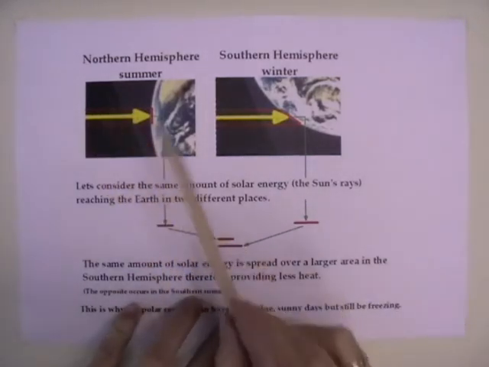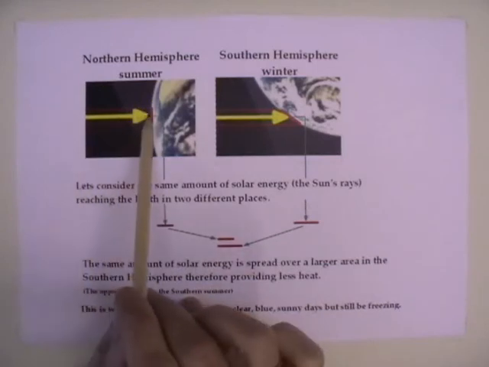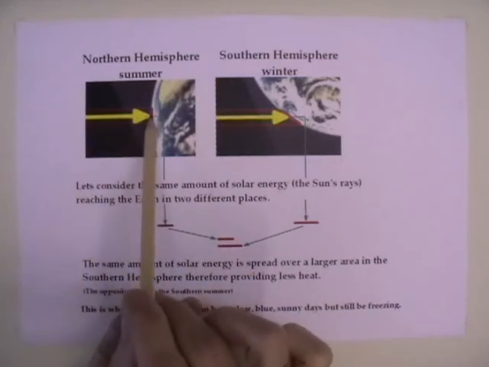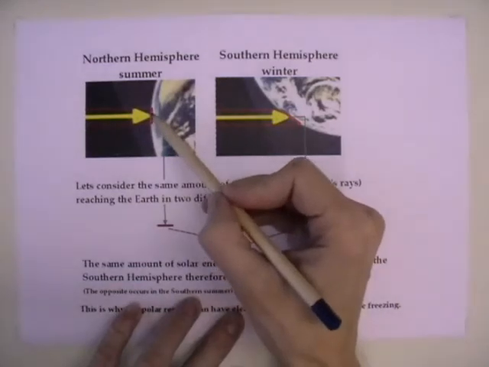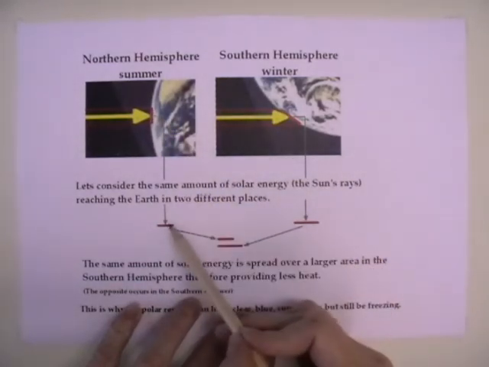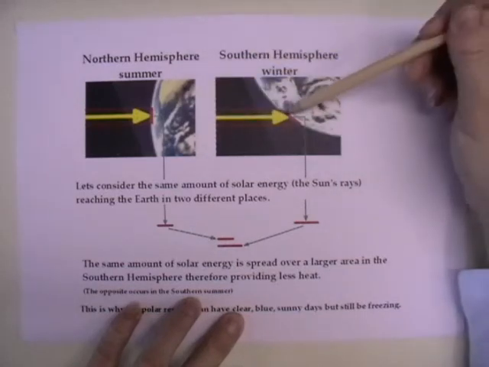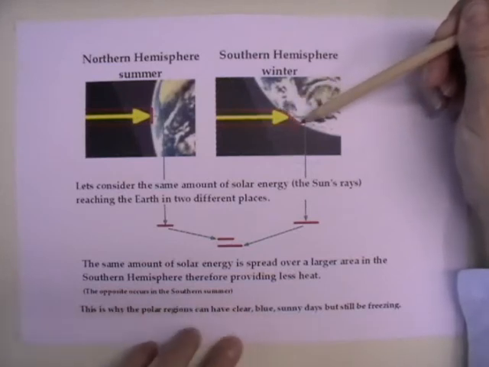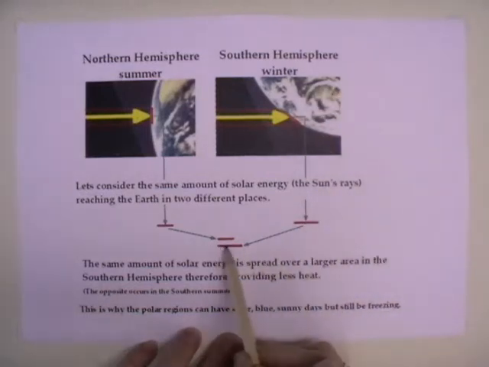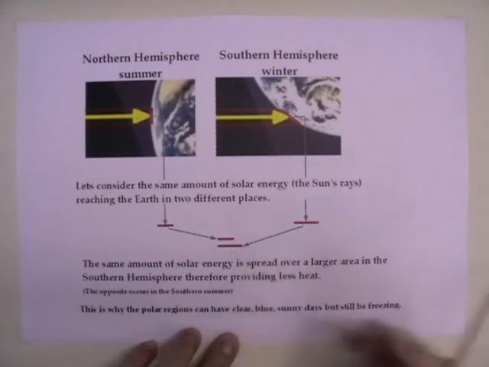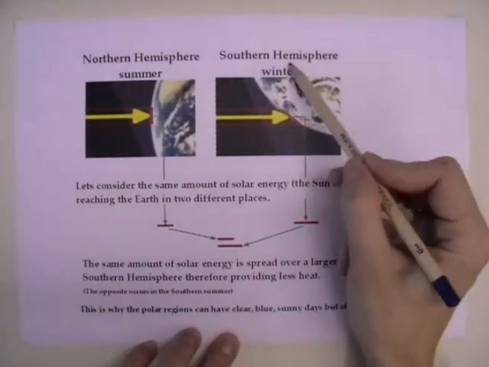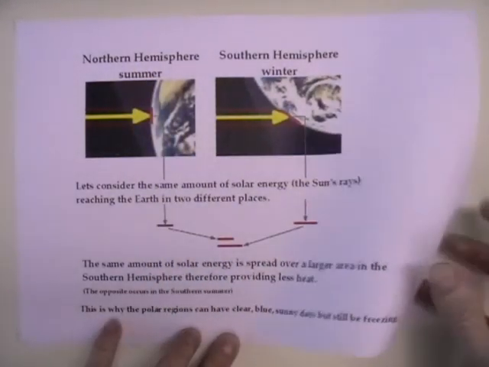This diagram shows the concentration of sunlight on the northern hemisphere during our summer. You can see the sun is falling on this area, and this line represents that area down here. But at the same time, the sun's light is much less intense in the southern hemisphere, and it falls over a much wider area. Because it falls over a wider area, it's much less intense, and you can see it spread over a much larger area. And therefore, they're experiencing winter while we experience summer.